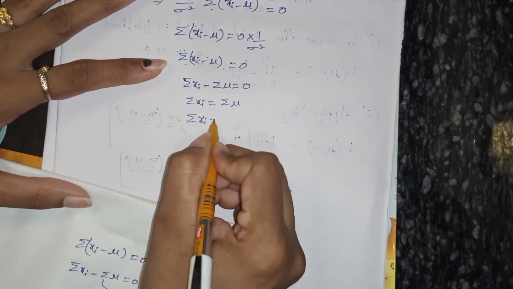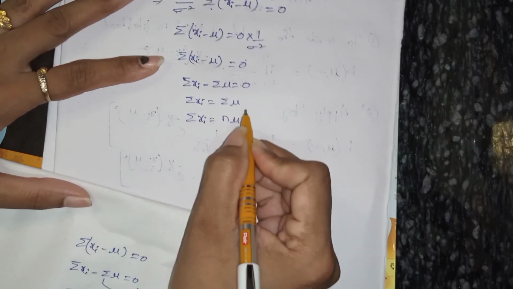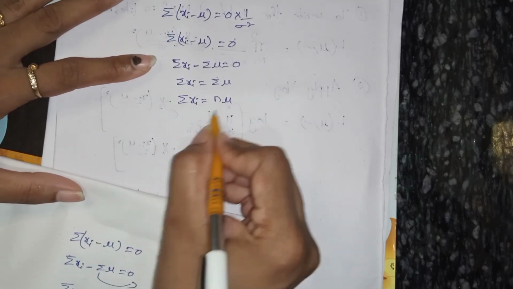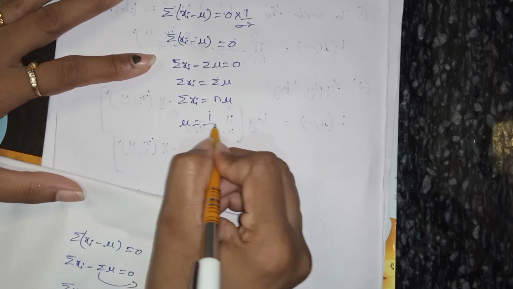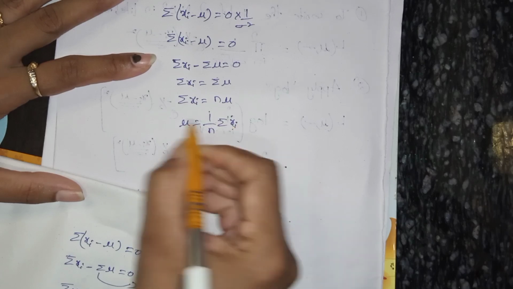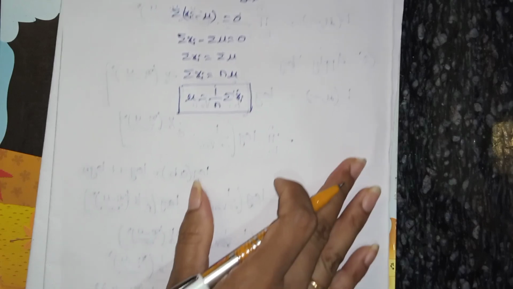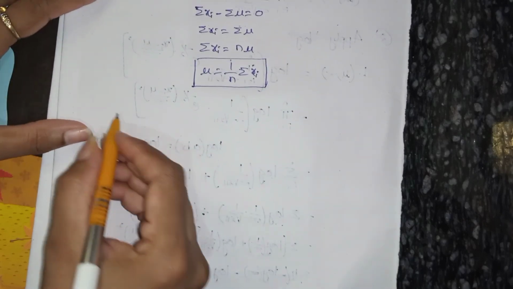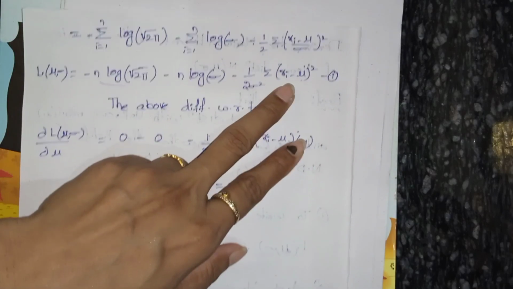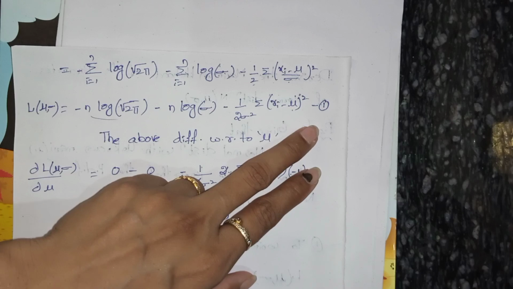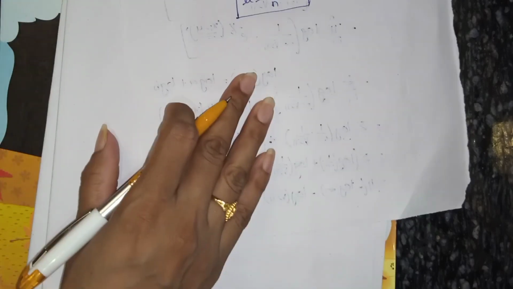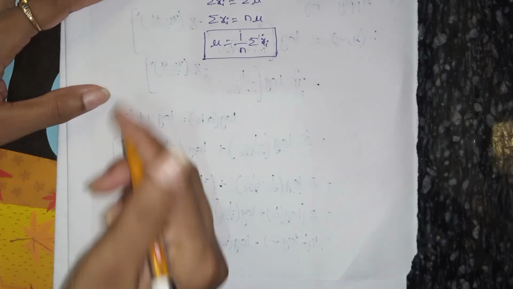So summation xi equals n mu. So here mu equals what? 1 by n summation xi. So we proved it now, the mean value. Okay. Now what we have to do is differentiate equation 1 with respect to sigma. Why? Because we have to prove the standard deviation also, no?